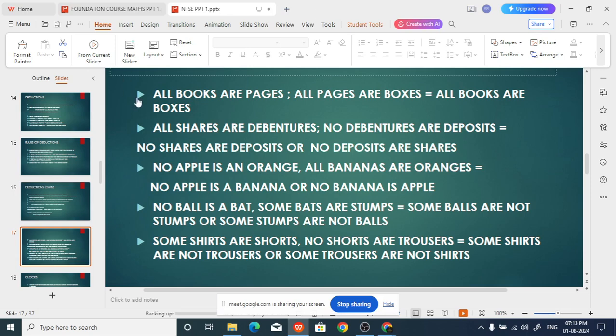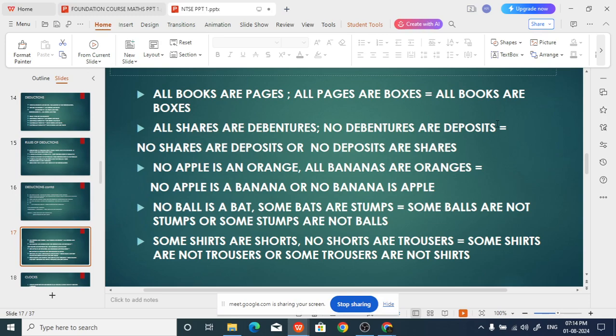So all books are pages, all pages are boxes. The answer is all books are boxes. Next, all shares are debentures. No debentures are deposits. Then what is the answer? So what is the common term?